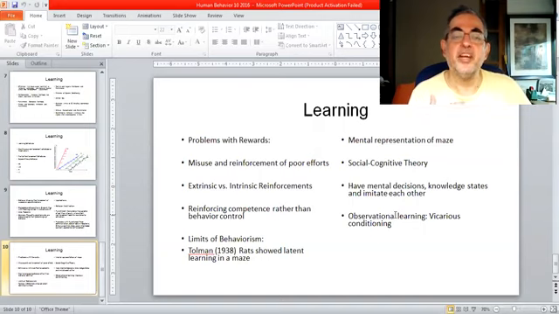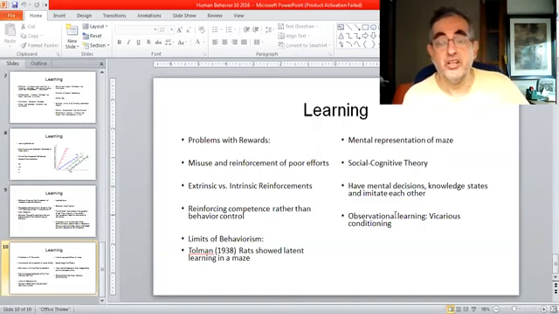Linked to this, another way in which reinforcements can sometimes be problematic is that when you provide a reinforcement, that reinforcement is extrinsic. It is coming from the outside. Whereas in a lot of educational and other situations, the way to a high level of competence is by making the reinforcements intrinsic. And unfortunately, sometimes extrinsic reinforcements can interfere with that.